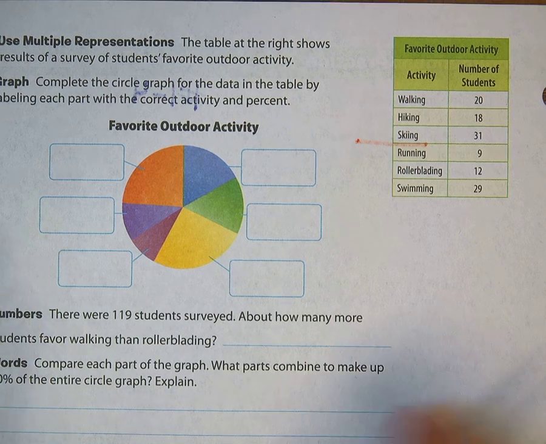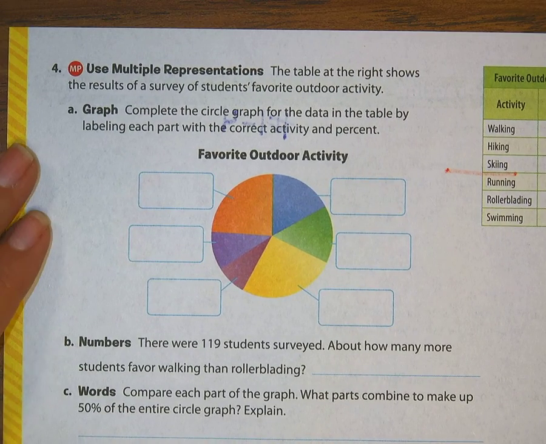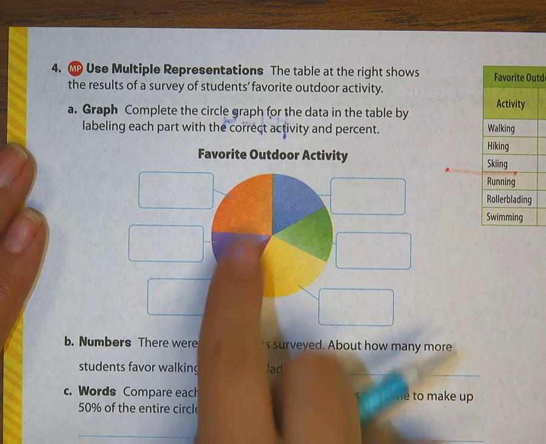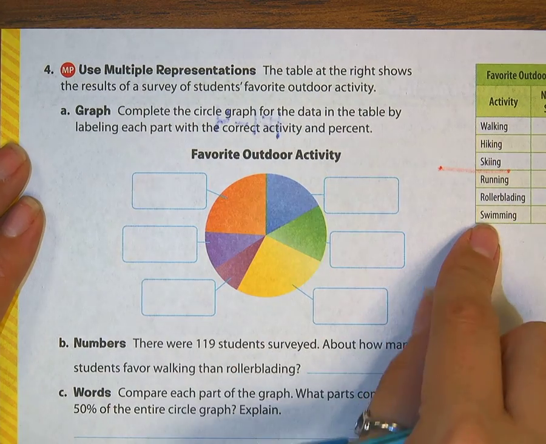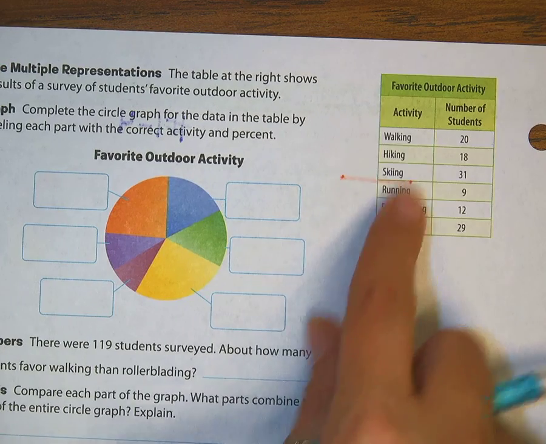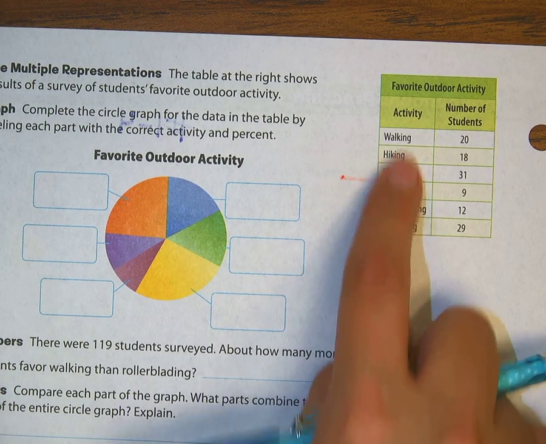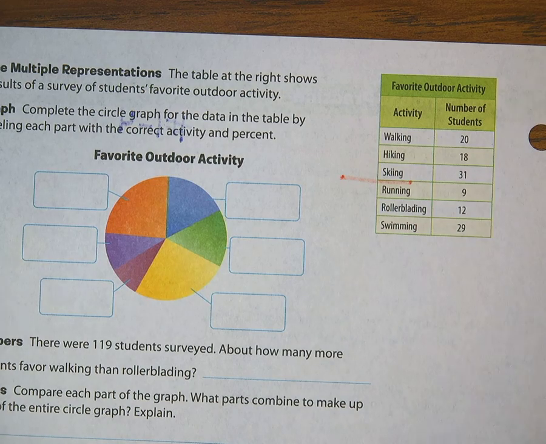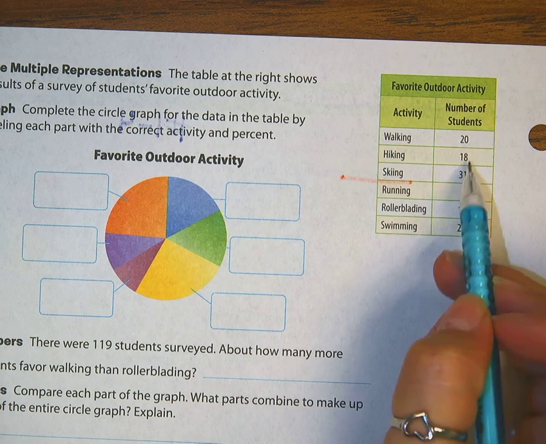Okay, so now we're looking at number 4. Number 4 is on the back side. It says the table at the right shows the results of a survey of students' favorite outdoor activity. We've got 6 different activities, and it shows you the number of students that chose that activity.